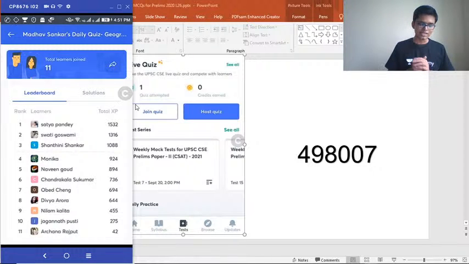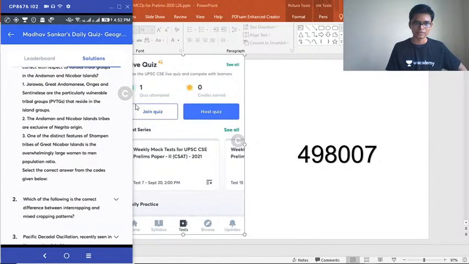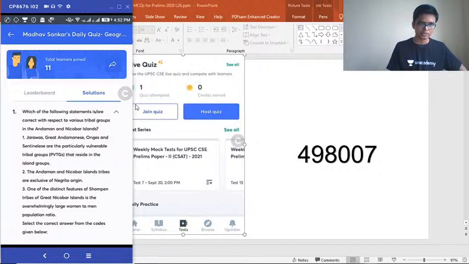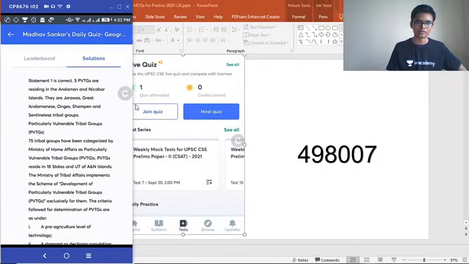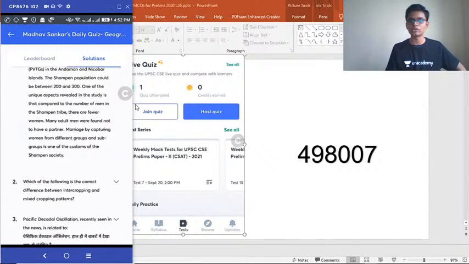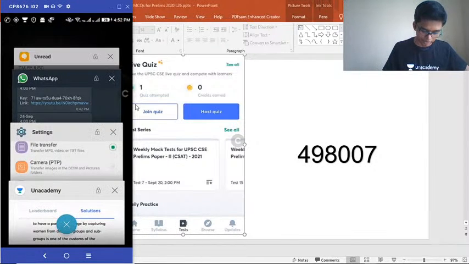And guys, in order to find out the correct answers and the solutions, you can simply click at the solutions tab right next to the leaderboard. And when you do that, you can see all these solutions. Okay, and just click the arrow nearby the question, downward arrow, and then you can read the correct answers here. Why is that statement correct and why is it wrong? Okay, so everything, the detailed answer key is provided to you in the app itself, so make sure you read it.